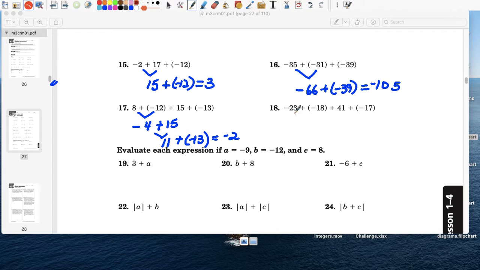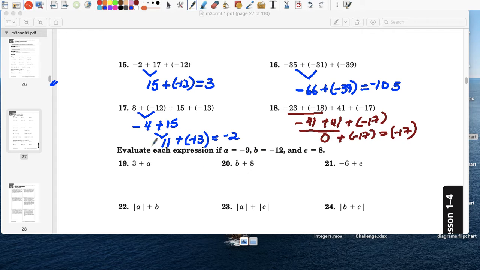All right, so let's take these two first, right? Negative 23 and negative 18 is going to be negative 41. Negative 41 plus, let me write this whole sentence down. So now we do these two. Negative 41 plus 41 is 0. And 0 plus negative 17 is just negative 17. Nada más.